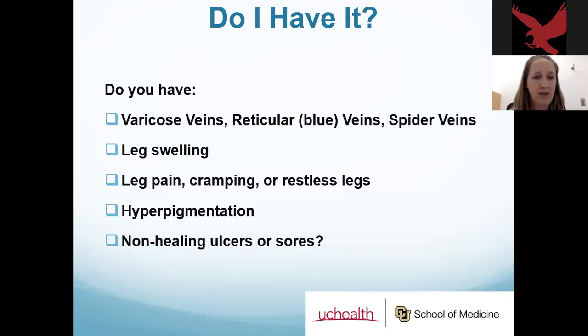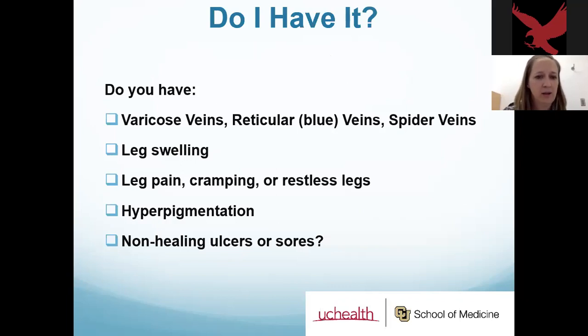Do you have any of these things? If so, you may and very well likely do have venous stasis disease. When we see ulcers or sores, again, we talked about arterial disease. We have to, as vascular surgeons, figure out if it's related to something going on with the patient's arteries or their veins, which is fairly easily done.